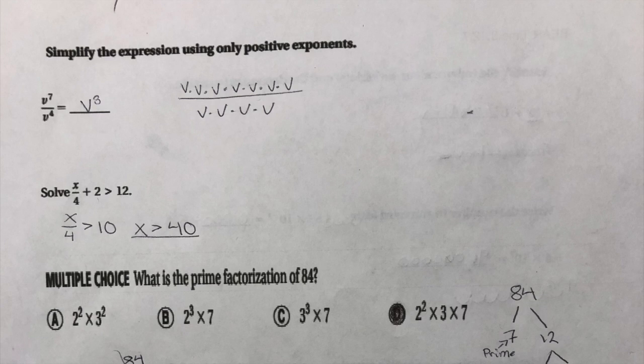Solve x over 4 plus 2 is greater than 12. The first step is to subtract 2 from both sides. So 2 minus 2 is 0, and 12 minus 2 is 10. Now you have x over 4 is greater than 10. Now you're going to multiply 10 and 4 by 4 on both sides. So x over 4 times 4 is 1x, and 4 times 10 is 40. So you have x is greater than 40 as your answer.